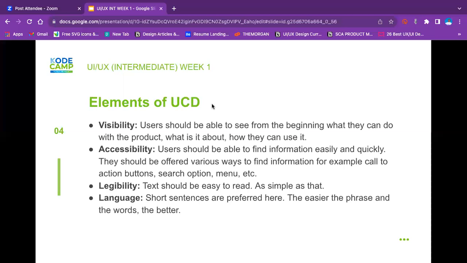Now we have legibility. Your text, anything you're using in your design, it should be simple. It should be easy to read. People should be able to understand what you're trying to say here and not try to assume what the meaning of this is. I've seen people that can speak good English, that can speak big English, and when it comes to them trying to design something, you get to see that English element in their design.